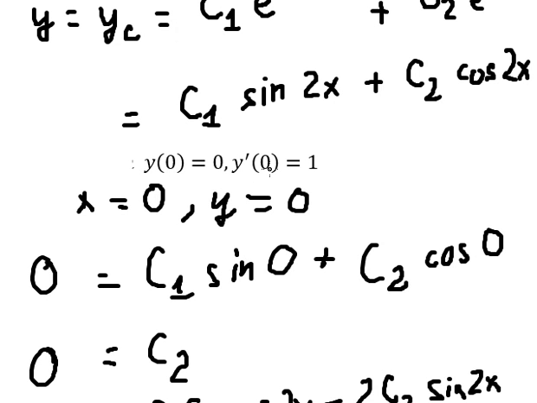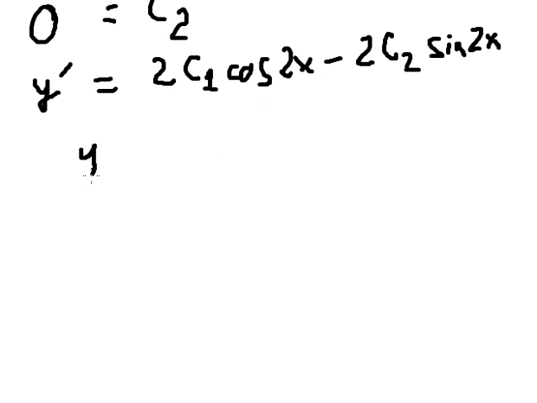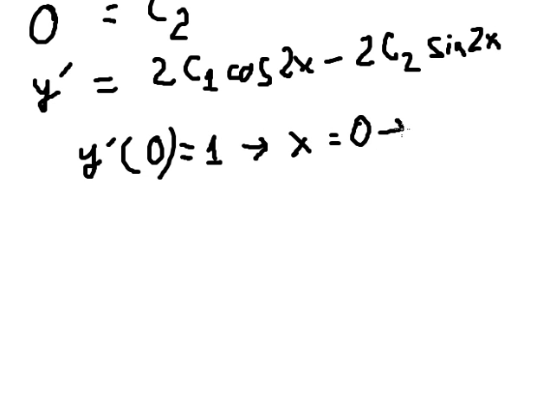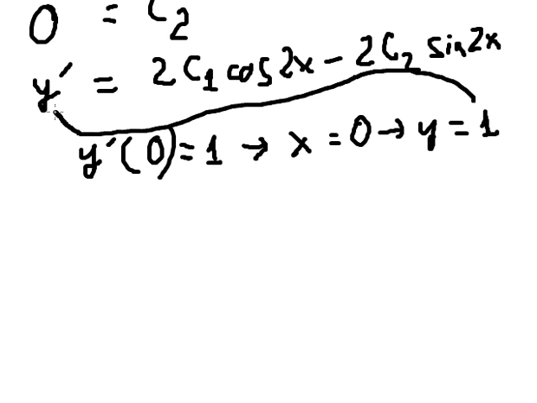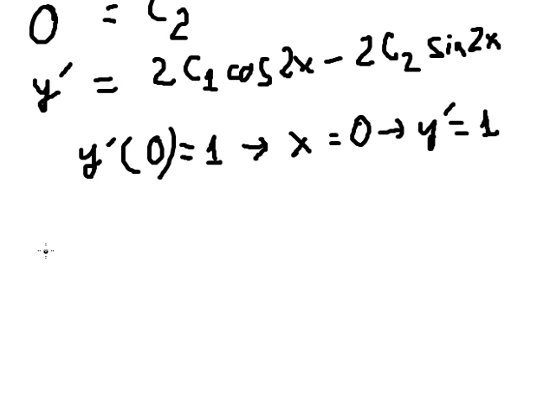Now we have this condition. That means when s equals 0, y prime equals 1. So I will put 1 here and 0 here for s in the first derivative of y. So that should be like this.